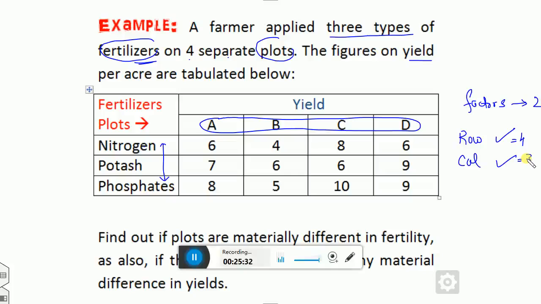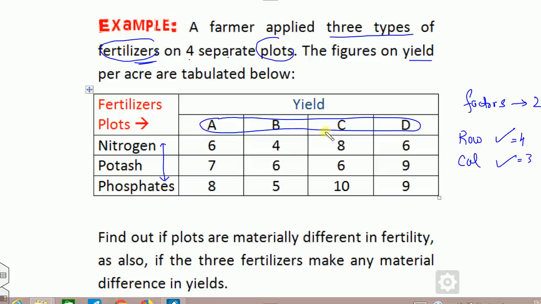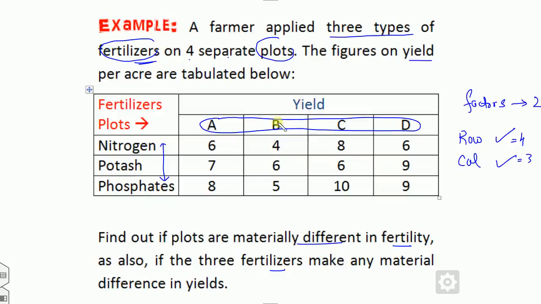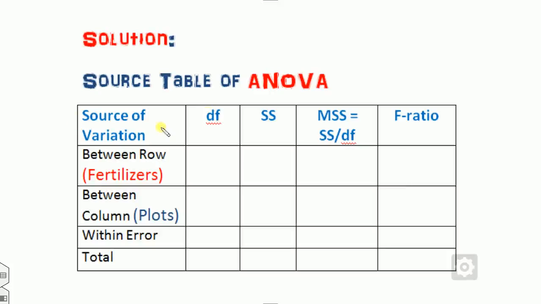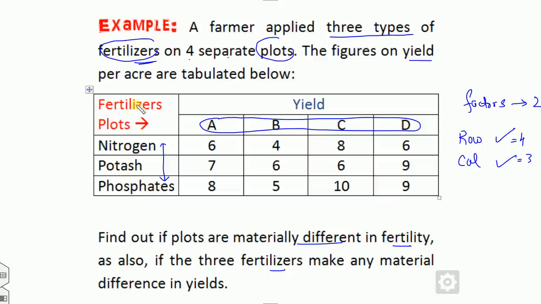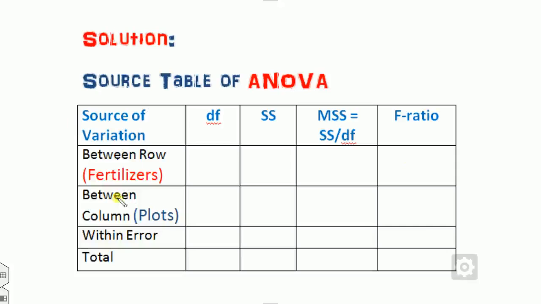So this is a two-way ANOVA, and our task is to check whether there is any significant difference between the fertilizers, or any difference between the plots. So our task is to compute this table. This is between the rows; here I represent rows as my fertilizers, and the columns are my plots, then errors and total.